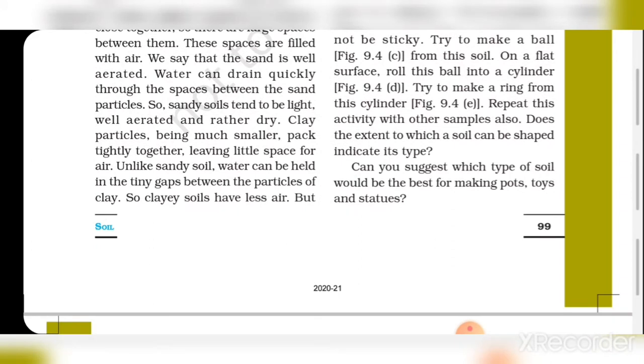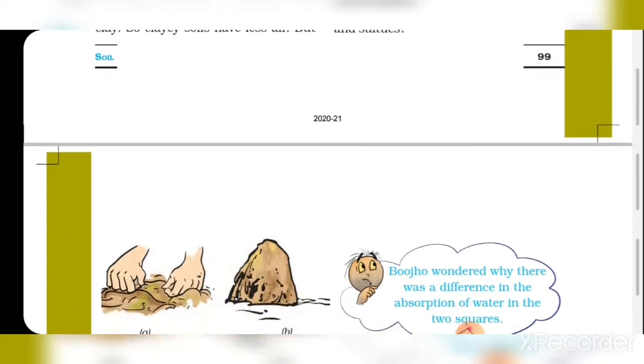Can you suggest which type of the soil would be the best in making pots and toys and statues. तो आपको इससे ये भी पता पड़ेगा कि which type of soil is very useful for the making pots, toys and the statues.